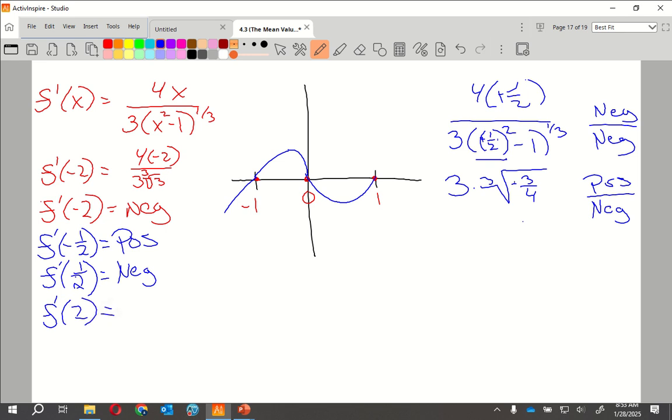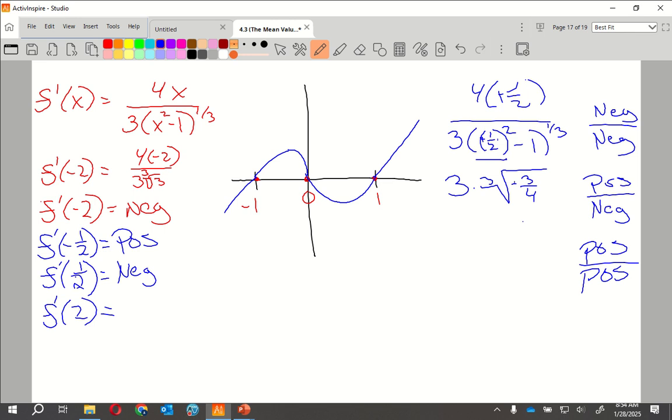So positive 2, I plug that in. I'm going to have a positive on the top, but on the bottom, let's see. This is going to be a positive. 2 squared is 4. Minus 1 is 3. That's a positive. Radical 3. So that means that this is also going to be a positive. So that means this goes up this way.